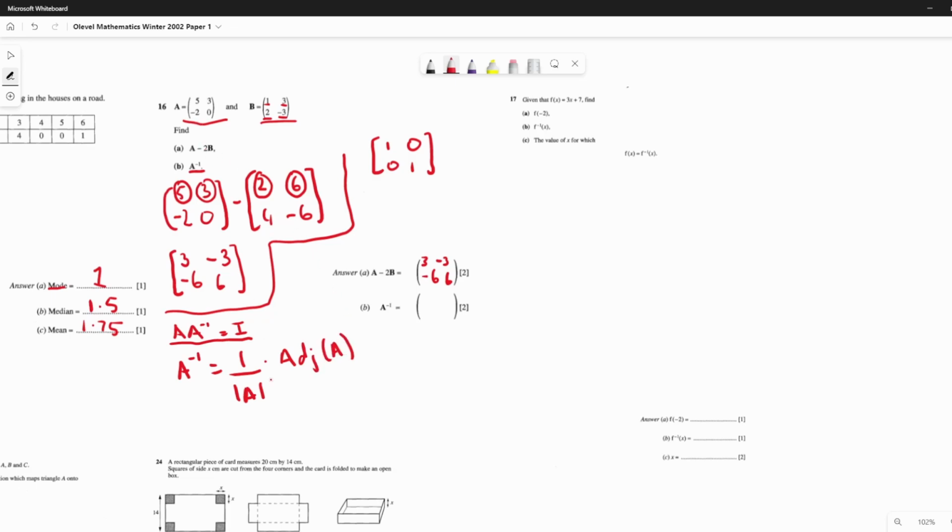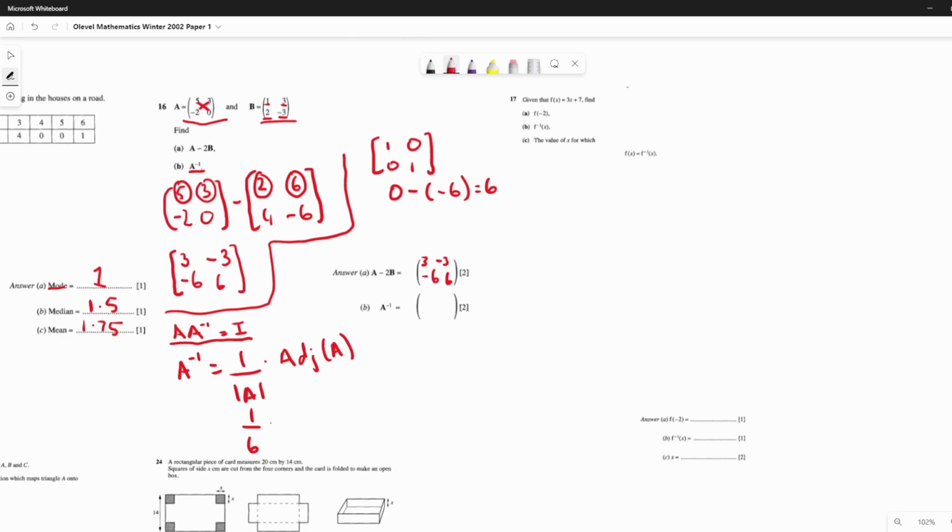Now, the determinant of A is simply found by multiplying these two and then subtracting the multiplication of these two from it. So with that logic, 5 into 0, which is 0, minus -2 into 3, which is -6. So the determinant of A is going to be 6. So this is going to be 1 over 6 into the adjoint of A.